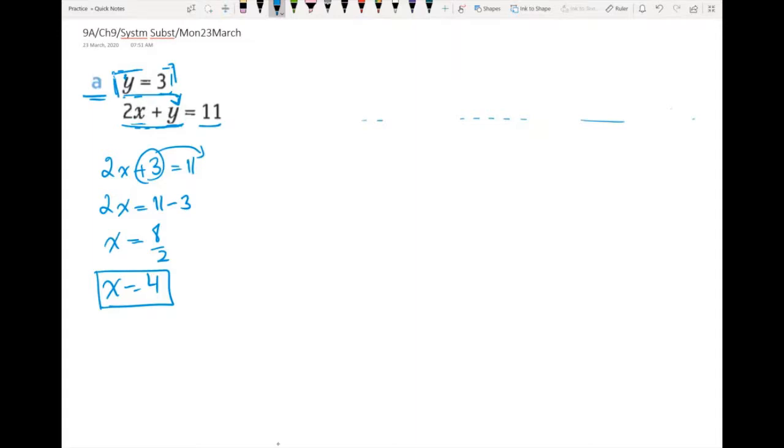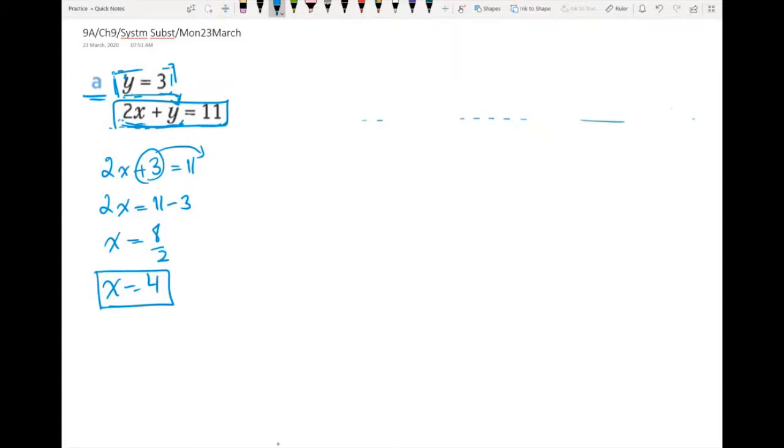What does this mean? It means that when I replace x in this equation and y in this equation, you would have 11 equals 11. This is what we call the two values of x and y satisfying the equation.